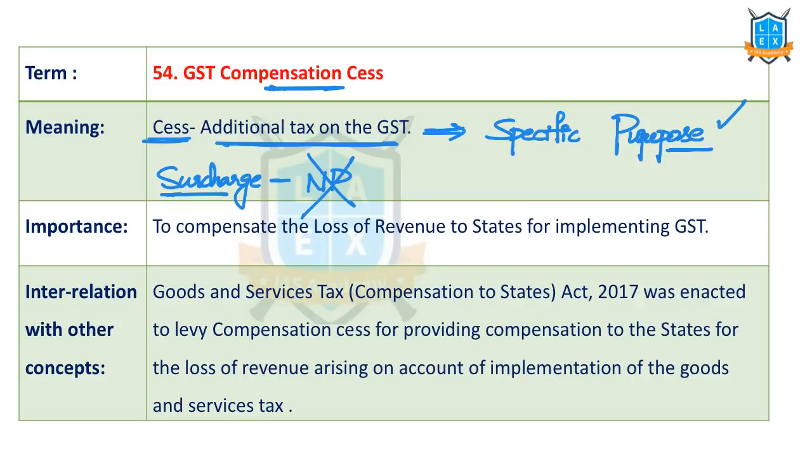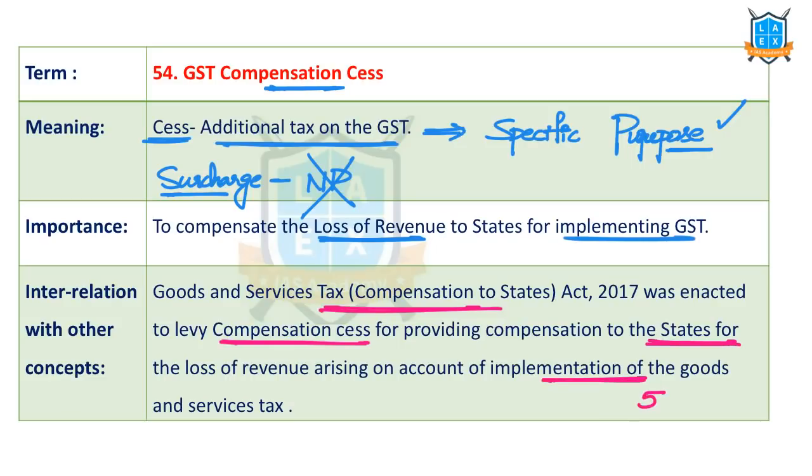This cess is to compensate the loss of revenue to the states for implementing the GST. There is this particular act called the GST Compensation to States Act. Under this act, a compensation levy is imposed on various goods, and this amount is transferred to the states in case of loss. For 5 years, it is promised. For the 5 years, starting from 2017, in case of loss of revenue to the states, the central government said we will compensate you using this particular cess.